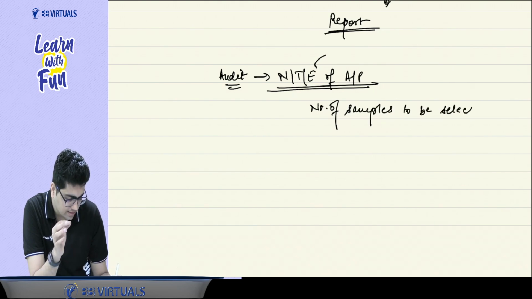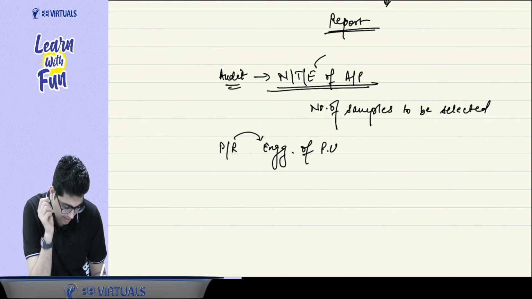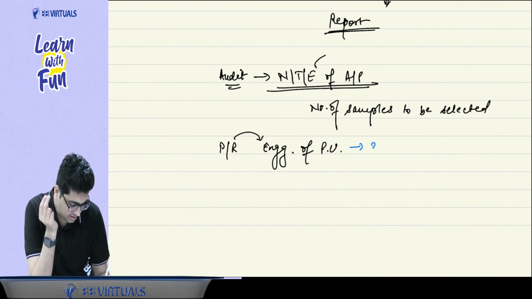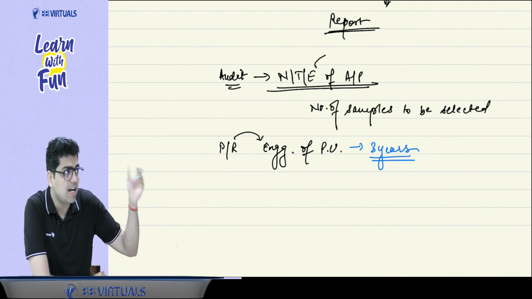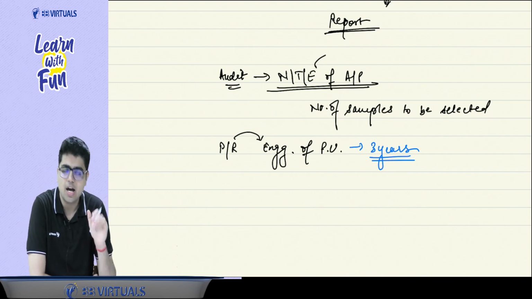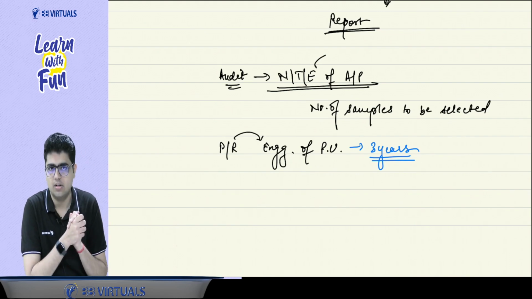A similar concept is there in peer review. In peer review again, when you are reviewing the engagements of a practicing unit, and this is not of a single year, it is of 3 years, again there will be a large number of engagements. Out of that large pool of engagements, he has to decide which engagements to select. How will he decide on that?